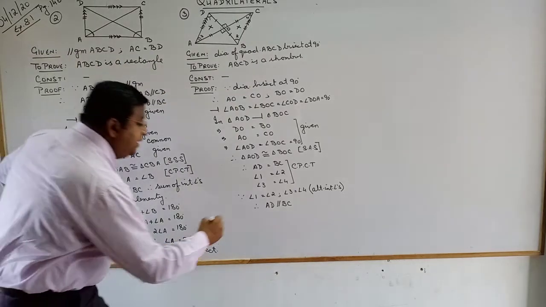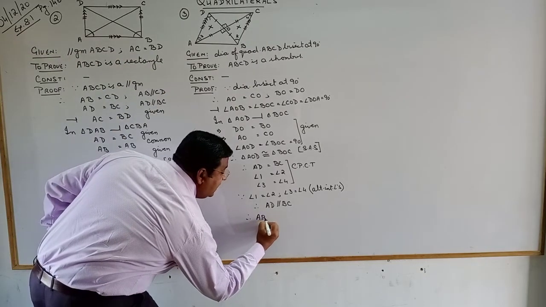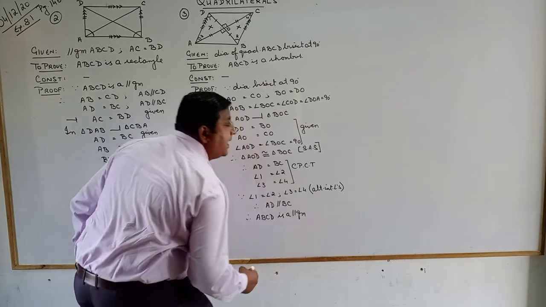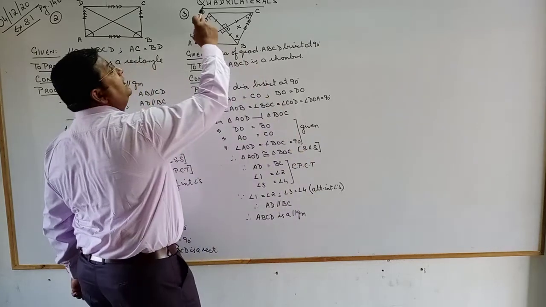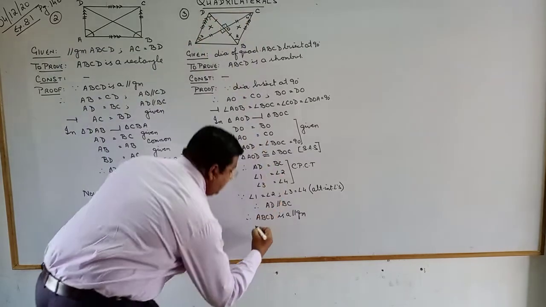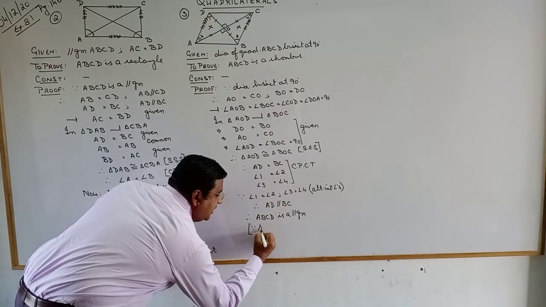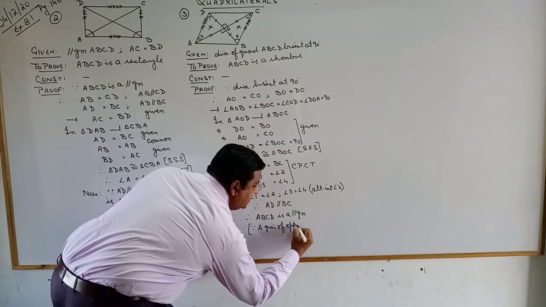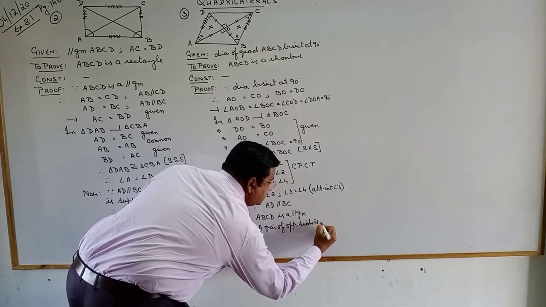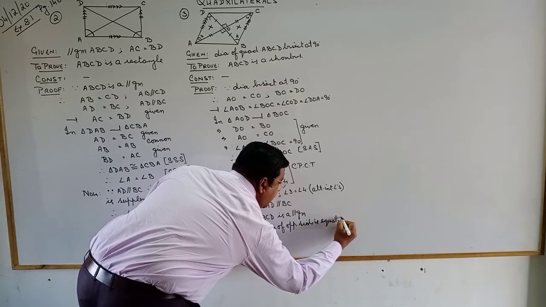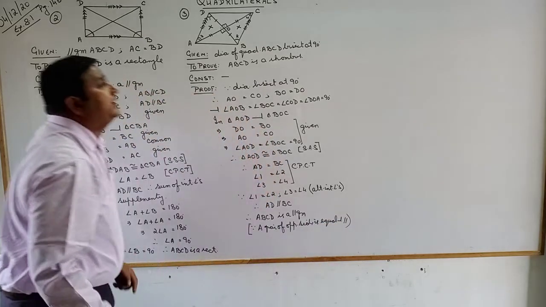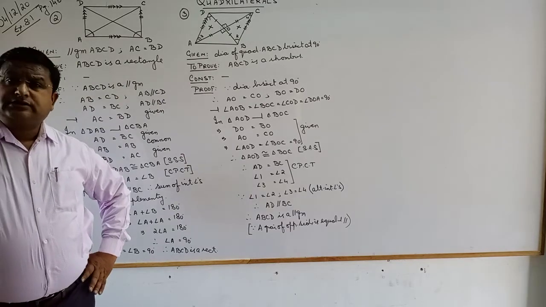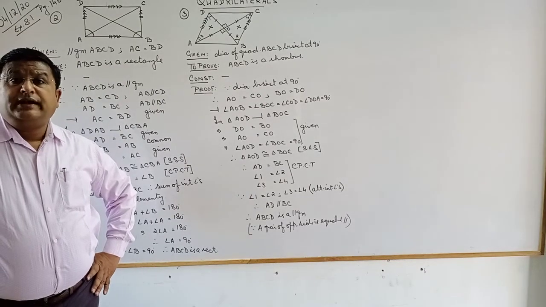So therefore, ABCD is a parallelogram. Why? Because a pair of opposite sides is equal and parallel. So it is a parallelogram. But our problem was to prove that it is a rhombus.